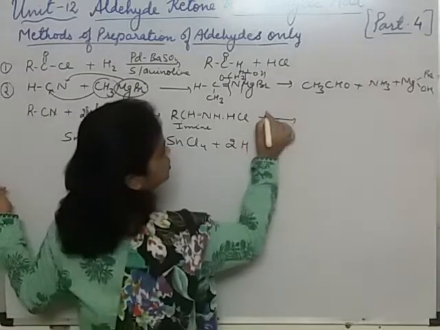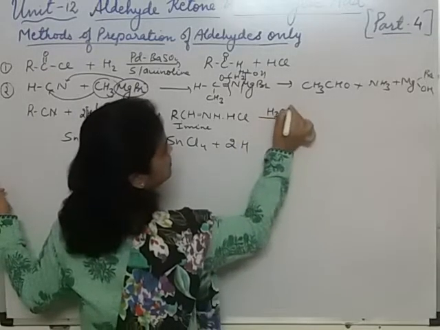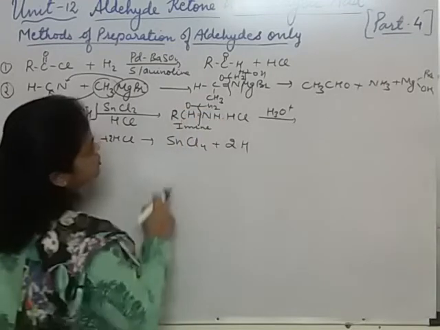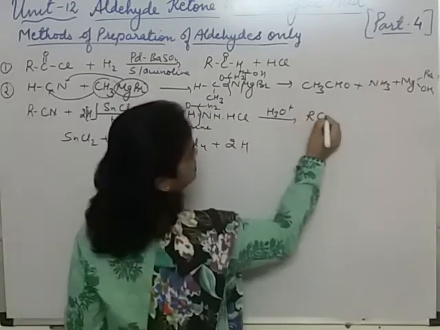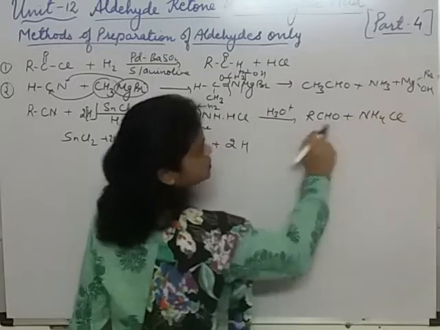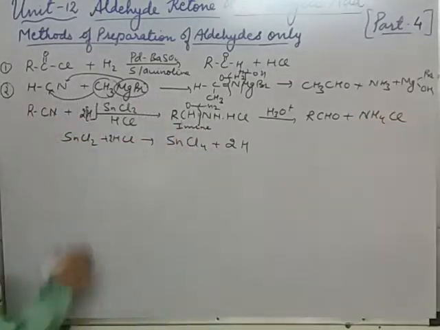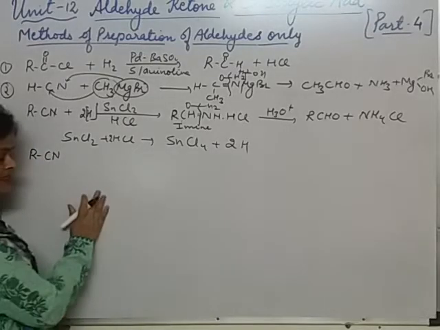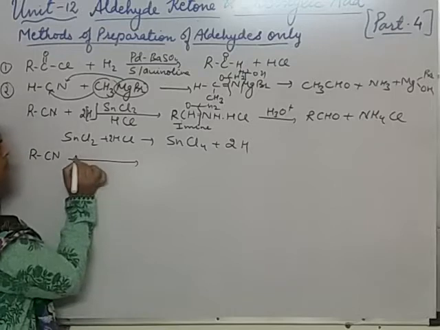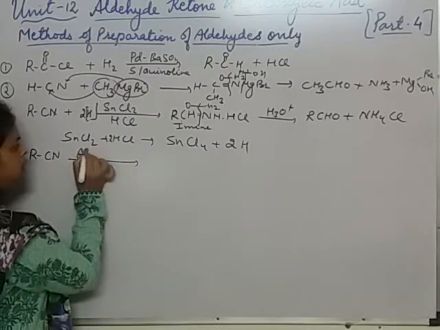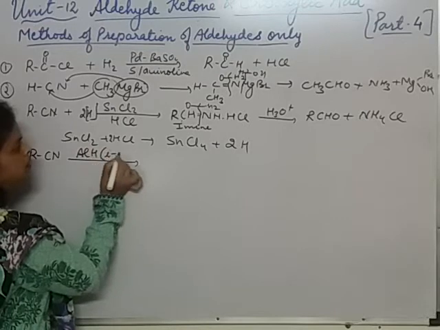Now on hydrolysis, what will happen? O here and H2 here. So what we will get? RCHO plus NH4Cl. So here we got the aldehyde. The third method is RCN, where it is reduced by diisobutyl aluminium hydride, DIBAL-H.